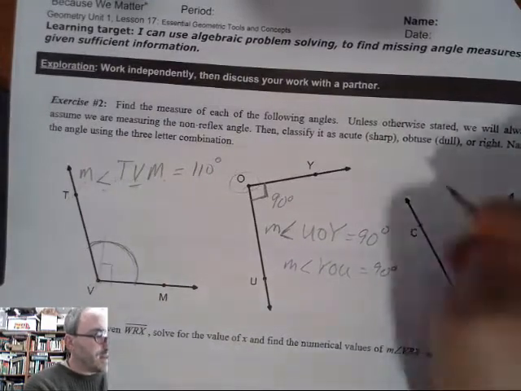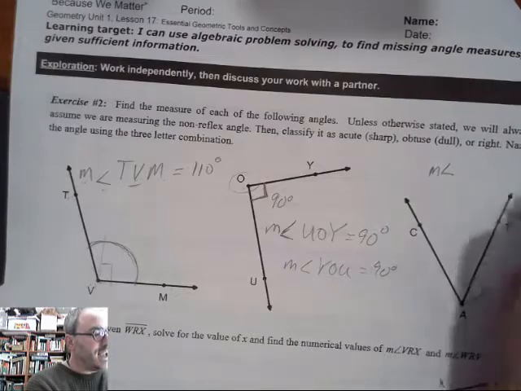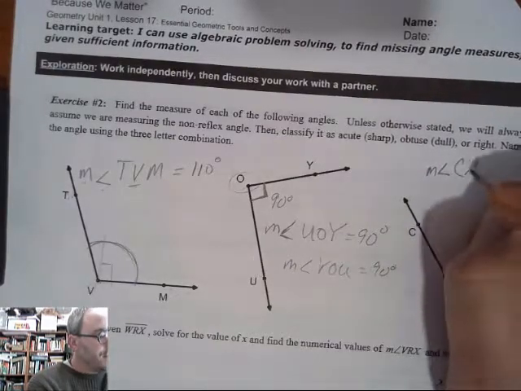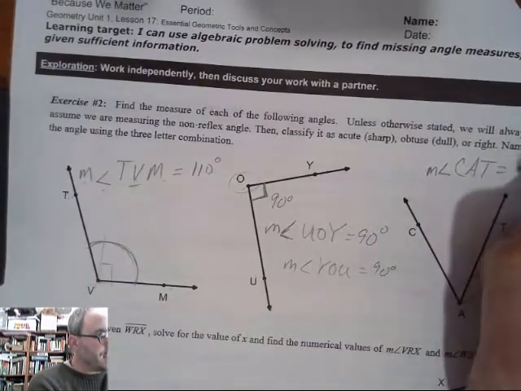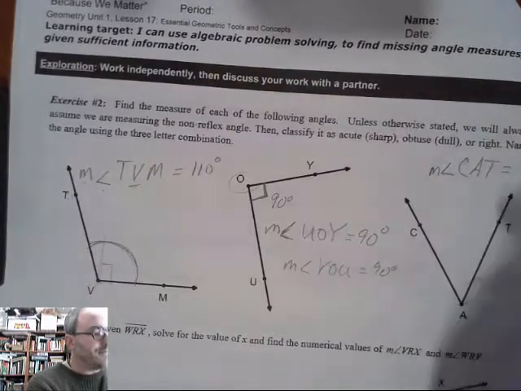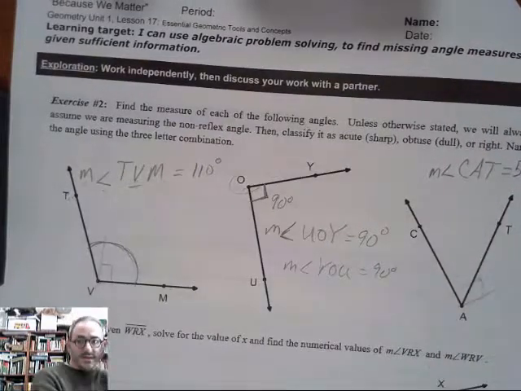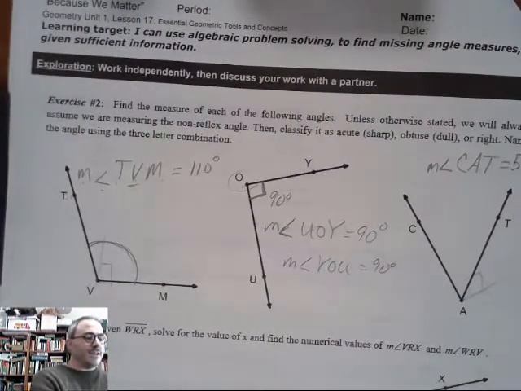50 degrees. So the measure of angle CAT, cat. The measure of angle CAT is equal to, oop, I almost wrote 90. Nope, 50 degrees we said. Equal to 50 degrees. That's how this is done.